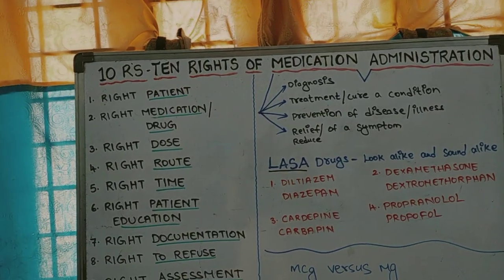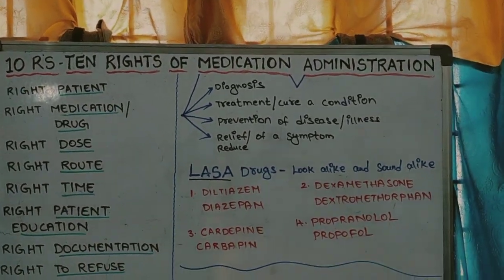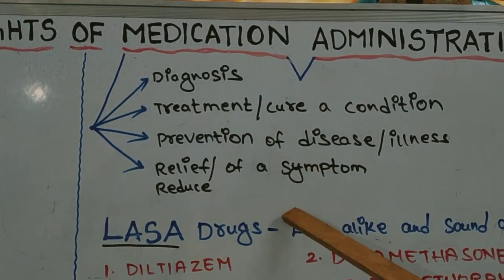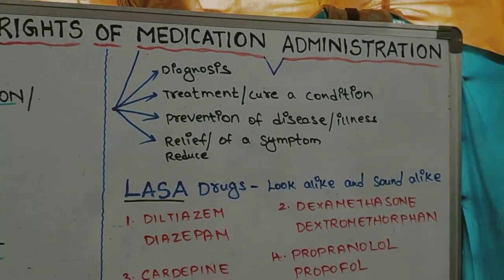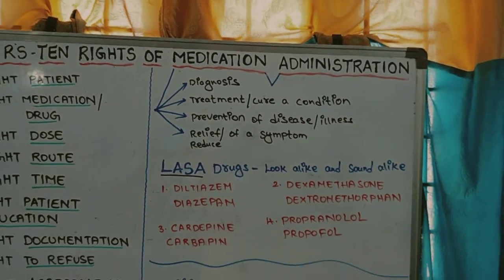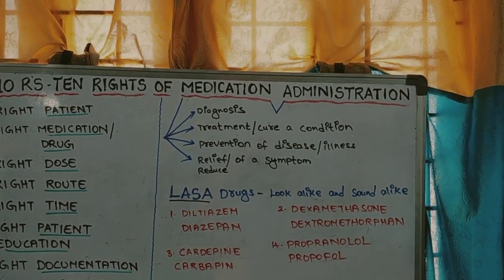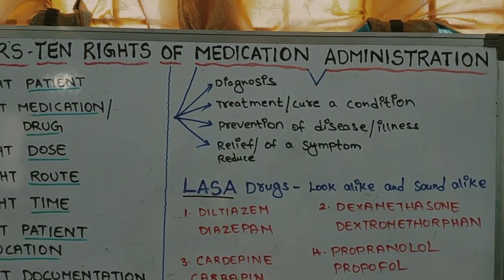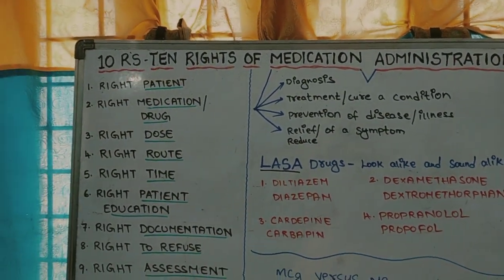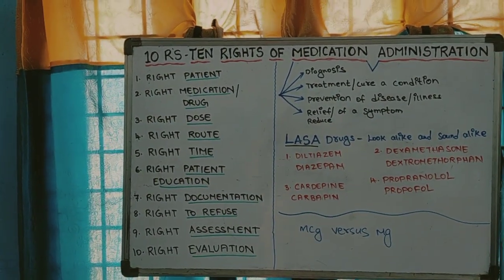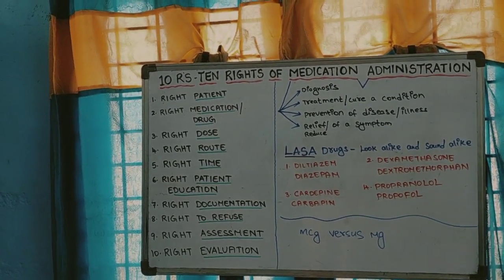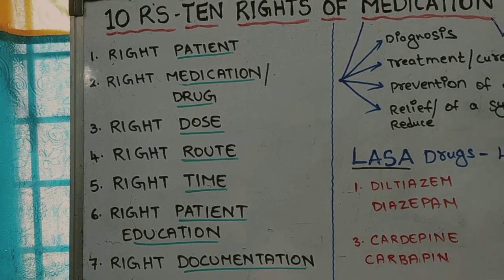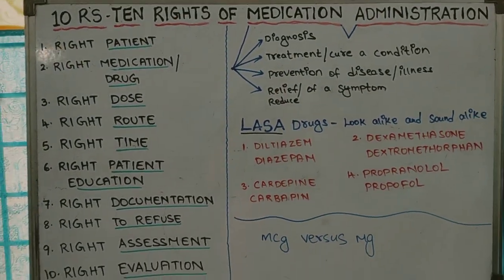As I told before, the purpose of medication is to improve the person's health, to cure, to treat and to relieve a particular symptom, but if medications are given incorrectly, they can worsen the person's condition. It can be dangerous, it can be fatal, or sometimes it can cause permanent disability. So please follow these 10 R's to make sure that the patients are safe and we are also safe.